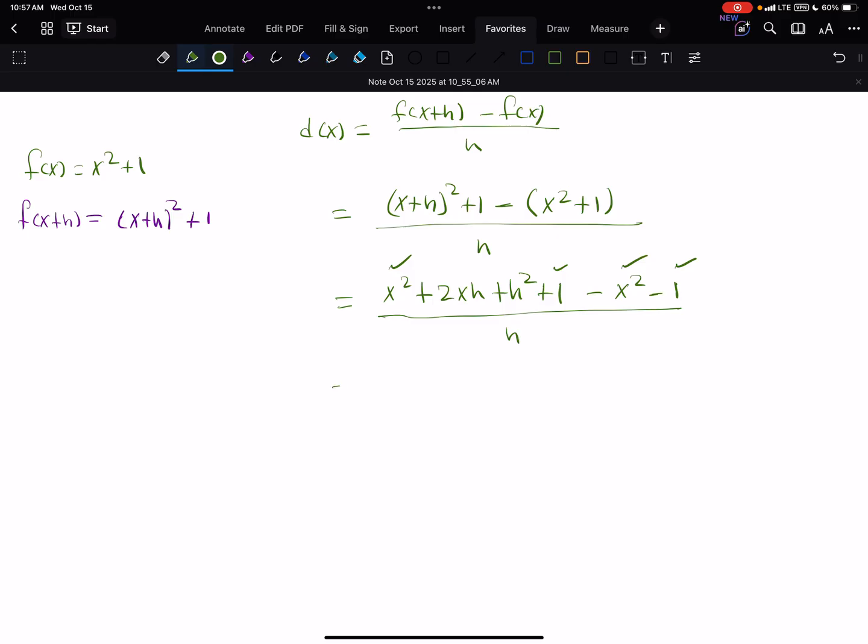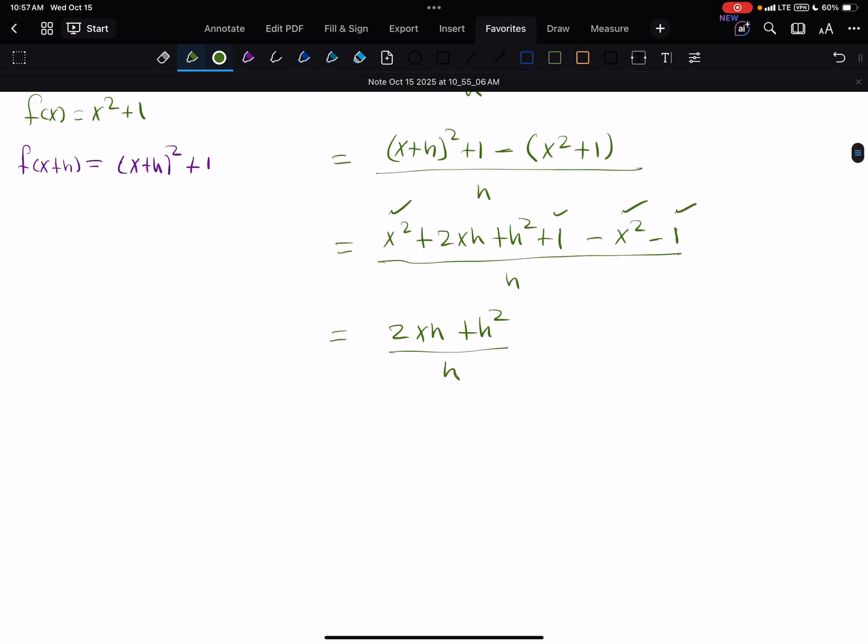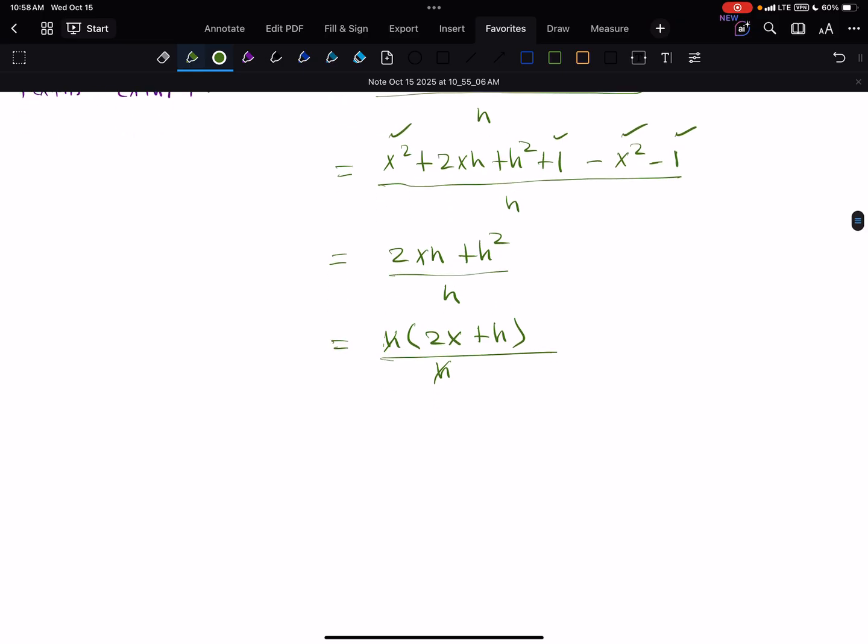And what am I left with? I'm left with 2xh plus h squared over h. I can factor an h out of that numerator, and I'm left with h times 2x plus h divided by h. My h's cancel because h divided by h is 1. 1 times the 2x plus h is the 2x plus h. And I'm left with 2x plus h for my final answer.